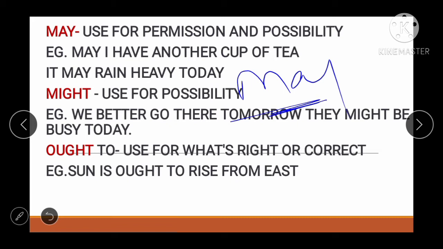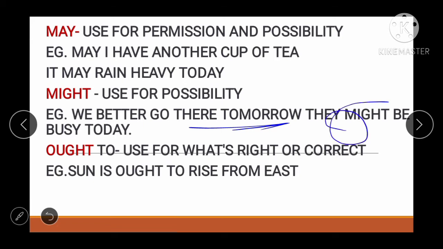Now let's see where might is used. Might is used for possibility, for a less possible manner. We had better go there tomorrow, they might be busy today. You haven't seen their work, but you're just saying we had better go there tomorrow because they might be busy. Possibility is less. Although the possibility is there, it is less. Okay friends, now the next is ought to. Ought to is used for what's right or correct, whatever moral things happen. Sun ought to rise from the east.